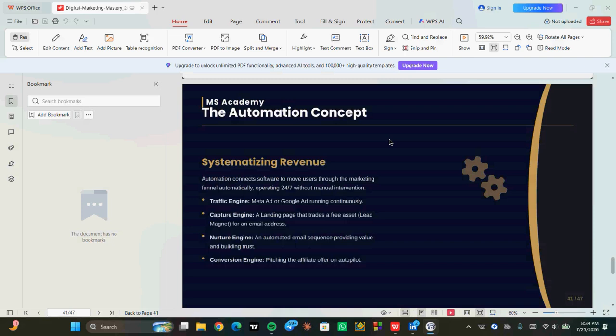Now there's the capture engine. This is a landing page that trades a free asset, a lead magnet, for an email address. I will repeat that. A landing page that trades a free asset, that lead magnet, for an email address. Now let me explain what that means.